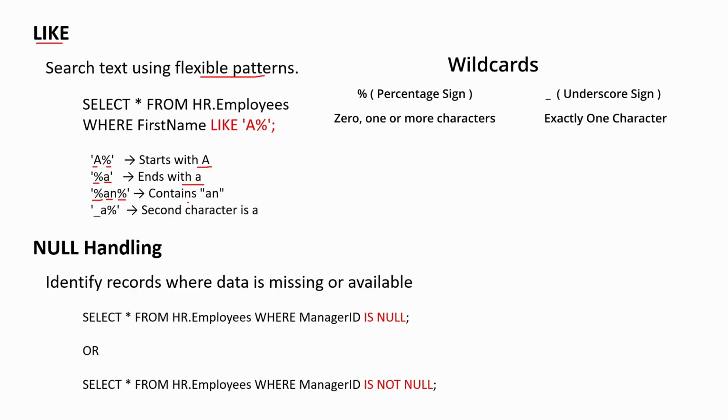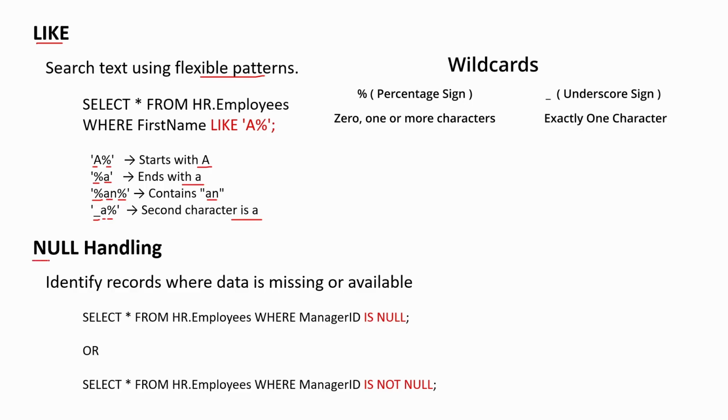That means it contains an anywhere in the text, and it could be anything before a and then after n in the text. Then lastly, we have underscore, then small a, and then the percentage sign. As underscore represents exactly one character, this says the second character of the text is small a, and it could be anything after the small a because of the percentage sign. Don't worry, we will practice all this to have a better understanding before we move forward.